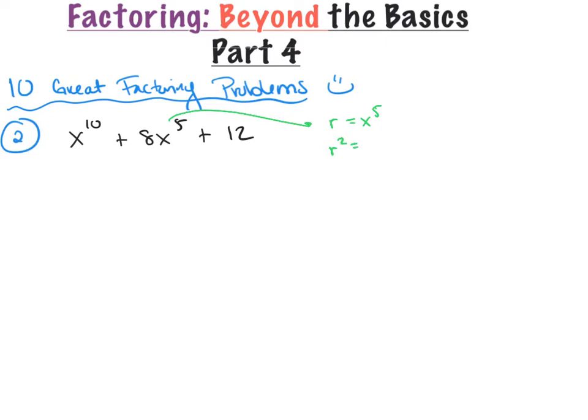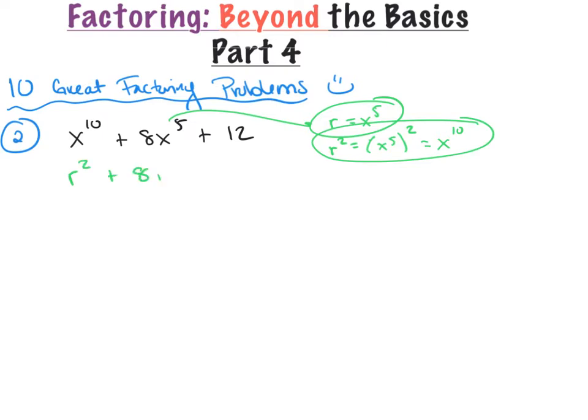Notice that r squared is x to the 5th squared. And remember, when you square something with an exponent, you multiply the exponents together. So 5 times 2 is 10. So r is x to the 5th, and r squared is x to the 10th. So I can rewrite this as r squared plus 8r plus 12. So this is what we would call quadratic in form.